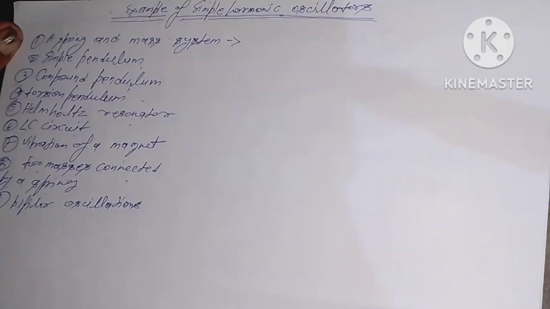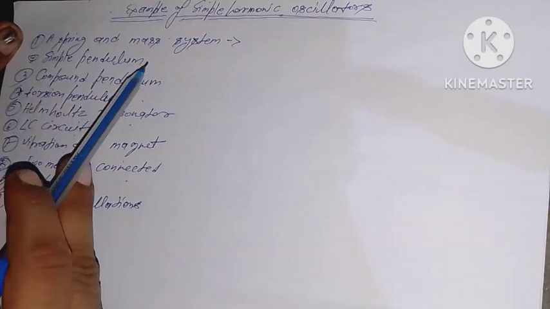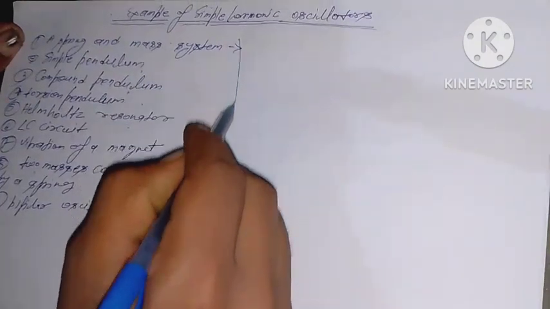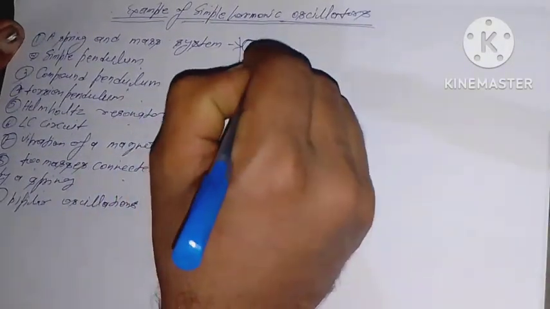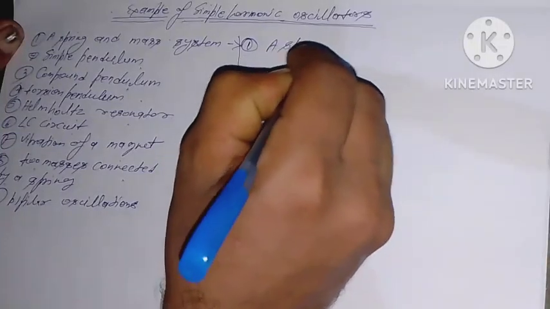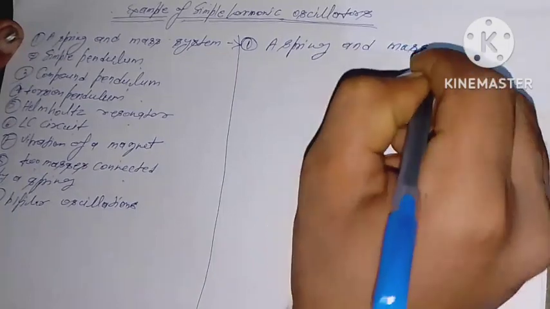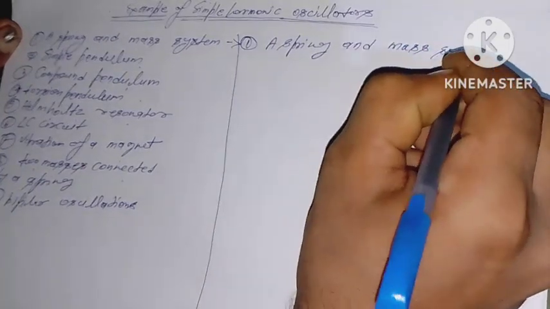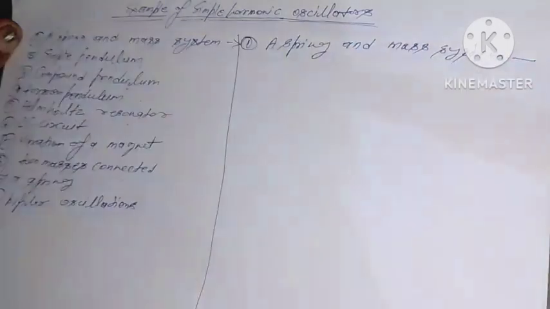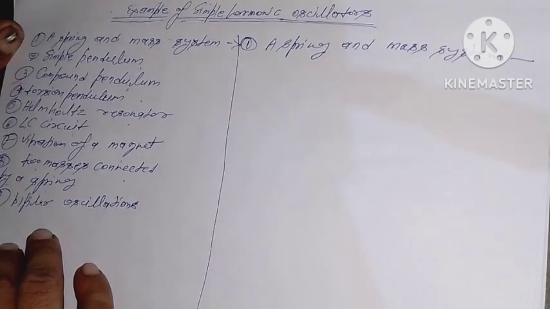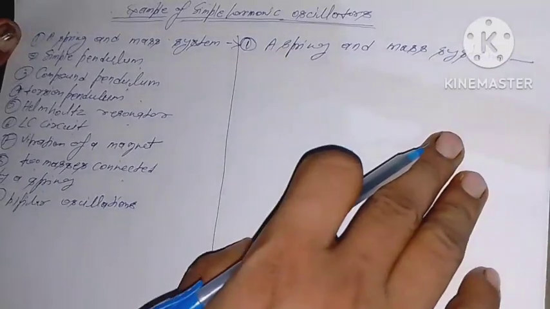Then we will study all the examples of simple harmonic oscillators. First is a spring and mass system. We will study about a spring and mass system.